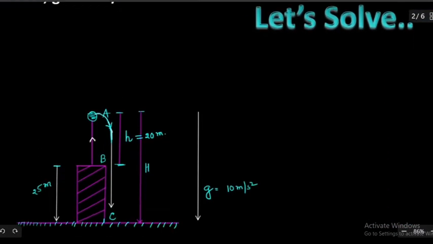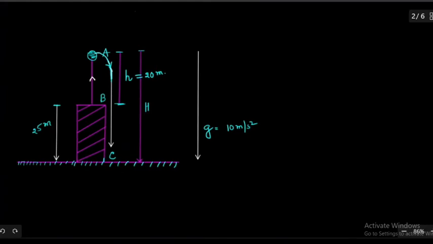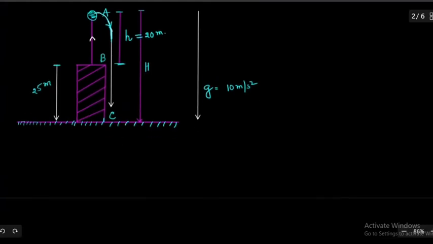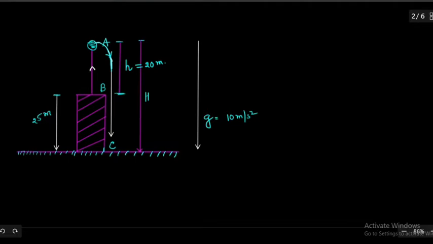So we will solve it. Before that, the free body diagram. See, this is our building, and from the top of the building, that is from B, that ball has been thrown upwards and it goes up to point A. From there it will start falling and it will touch the ground at point C.